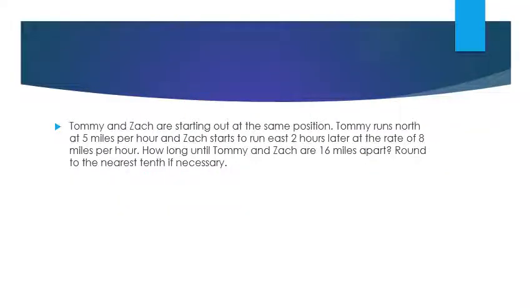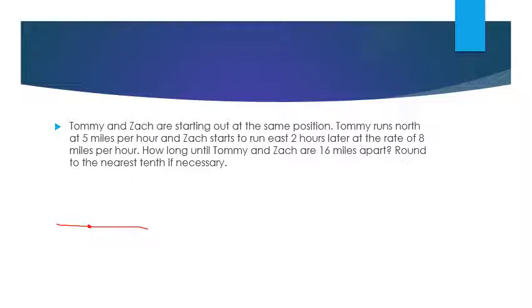Here's another one. Tommy and Zach are starting out at the same position. Tommy runs north at 5 miles per hour, and Zach starts to run east 2 hours later at the rate of 8 miles per hour. How long until Tommy and Zach are 16 miles apart? Okay, so let's just kind of map this out. We're starting at the same position right here.